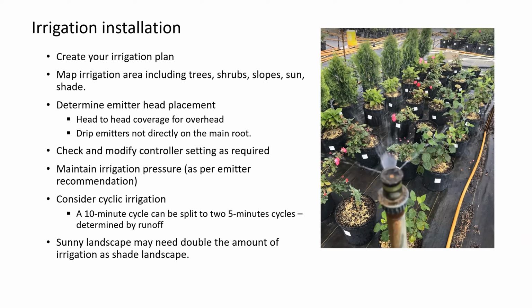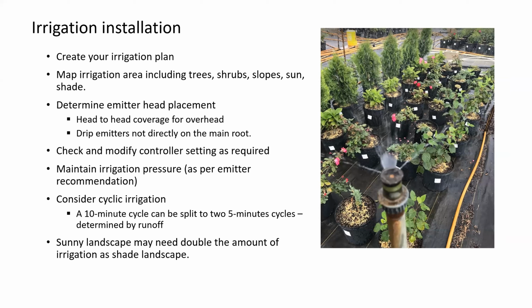Check and modify the irrigation controller as required, and consider cyclic irrigation. If you have a constant irrigation spray, maybe a 10-minute cycle can be split into two 5-minute cycles. A sunny landscape versus a shade area where you are growing crops will have different irrigation requirements, so we need to consider that. These are all the basics, from pressure to monitoring weather, to monitoring soil, to selecting nozzles, considering cyclic irrigation, changing to drip irrigation, and things like that.